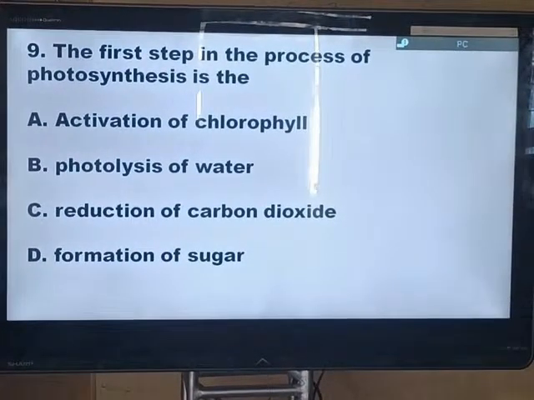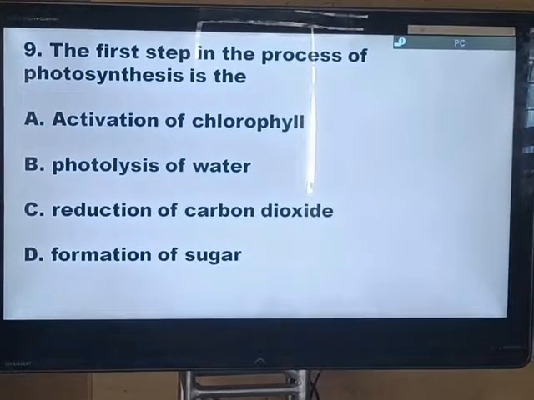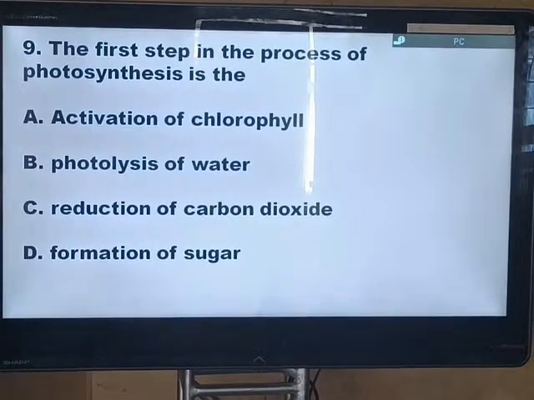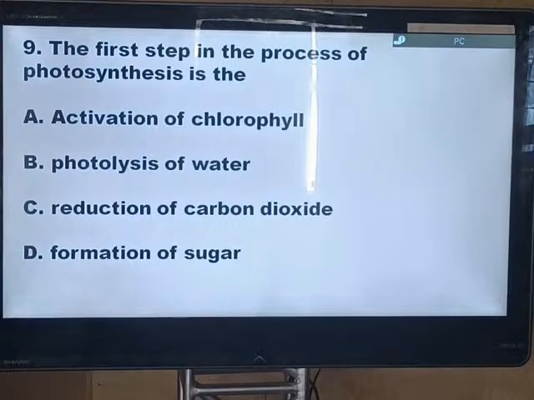And by the way, photolysis of water is just the breaking down of water into hydrogen ion and hydroxide ion. It is only during photolysis that oxygen is released from that particular water molecule. So once again, for number 9, the correct answer is A. Let's take a look at the 10th question, number 10.